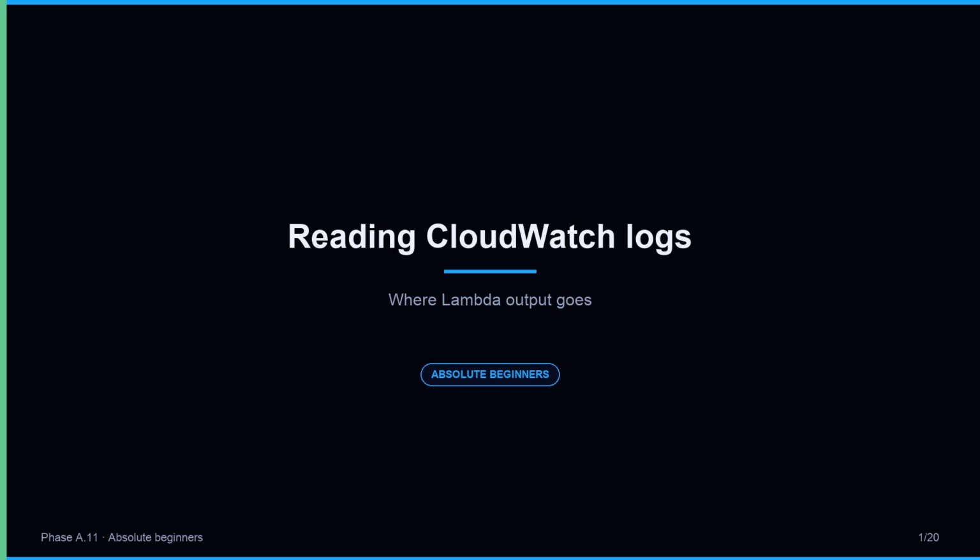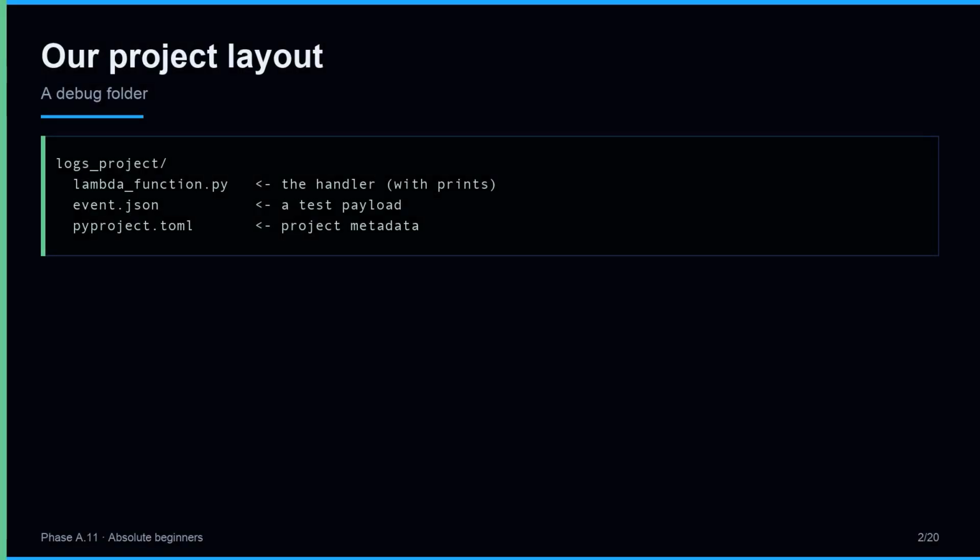We learn the log group naming pattern, how to list groups, how to read the latest events, and how to tail logs live while you invoke. Find the output. Here is the layout for this lesson.